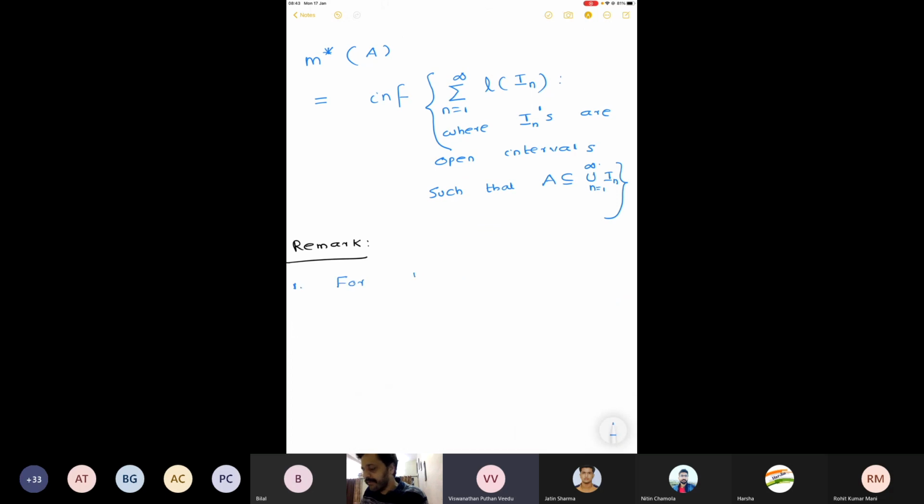For notational convenience, we shall deal only with countably infinite, or denumerable, collections.